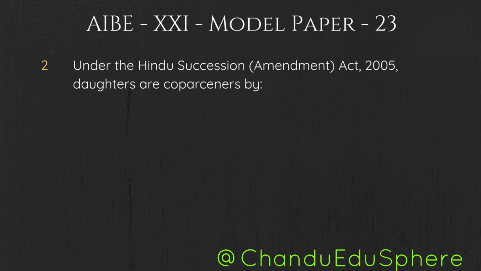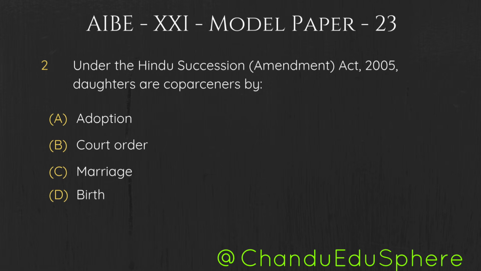Under the Hindu Succession Amendment Act 2005, daughters are co-parceners by birth. D is the right choice. Because the Hindu Succession Amendment Act 2005 amended Section 6 to confer upon daughters equal co-parcenary rights by birth in joint Hindu family property, as confirmed in Vineeta Sharma versus Rakesh Sharma 2020.